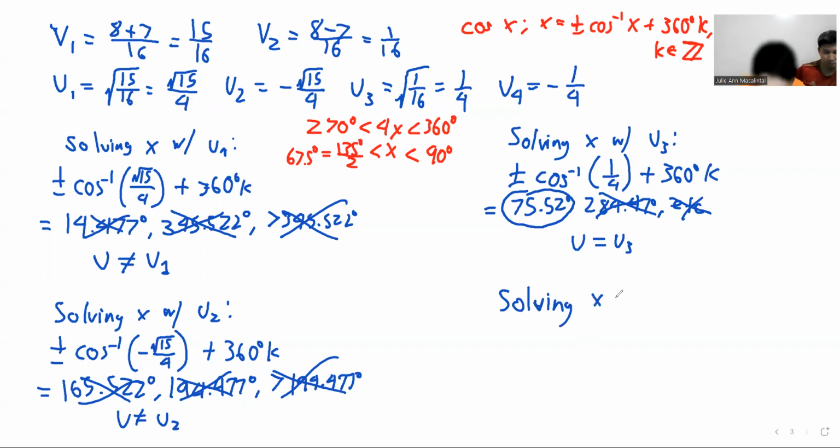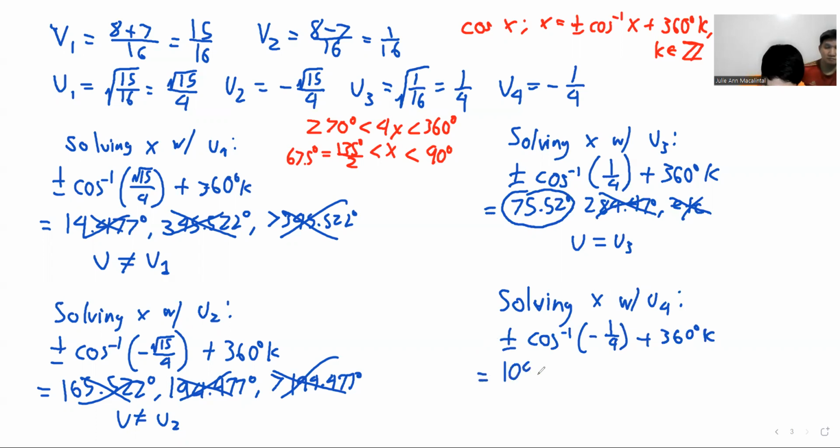Solving. Okay. X is U sub 4. Still, I can't see the sub. Okay, so plus minus cosine inverse of negative 1/4 plus 360 degrees. Okay. Equals 104.47. Oh, this is kind of disappointing because it's apparently not in the range. So this leads us to an ideal solution finally. So there's only one value for U, which is U sub 3. So U must be 1/4.